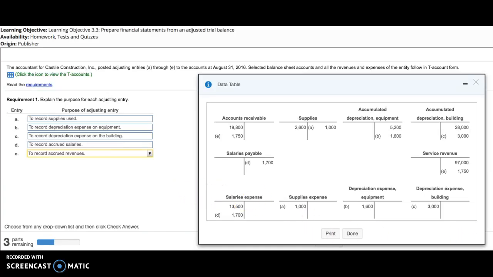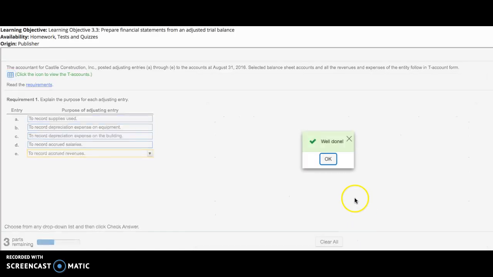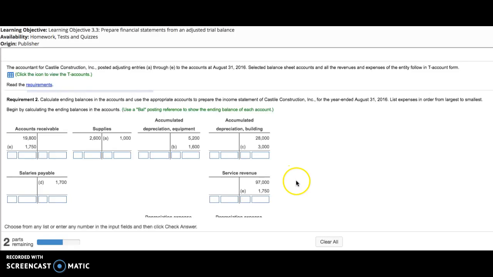So let's check our work here. Done here. So we got the answer correct. Hit OK, and we move on. So now we're going to our T accounts, right? So we have to calculate the ending balances in the accounts and use the appropriate accounts to prepare the income statement of Castile Construction Inc. for the year ended August 31st, 2016.